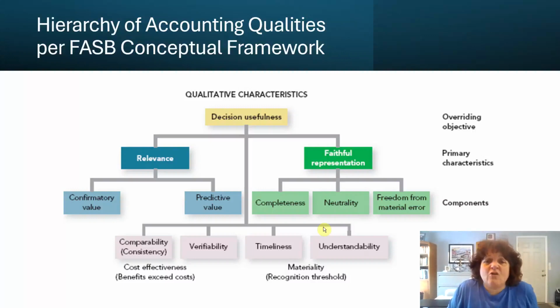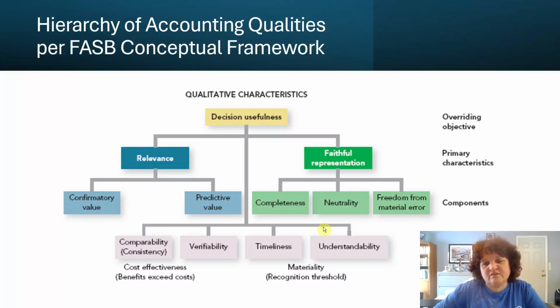Ideally we would provide as much information as we possibly could, but sometimes the benefit of that information is going to be exceeded by the costs. And if the costs exceed the benefits, then it's not useful. So we say it's only useful if the benefits of that information exceed the cost of producing it.